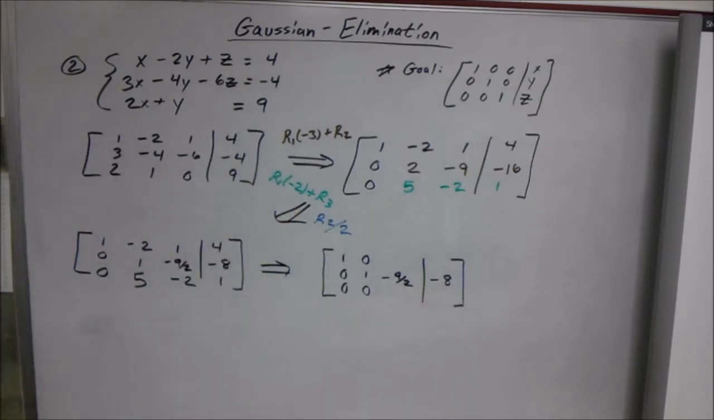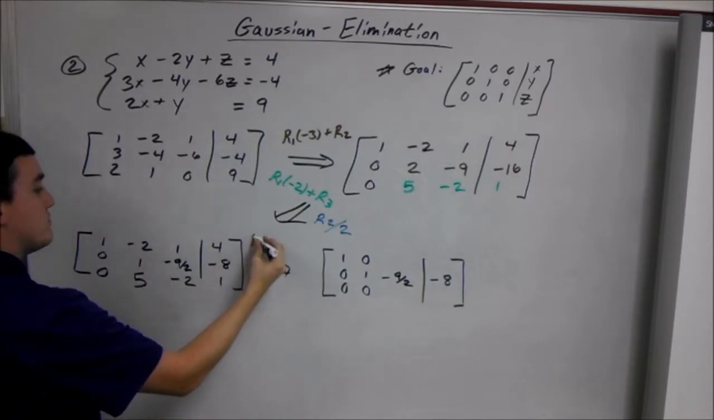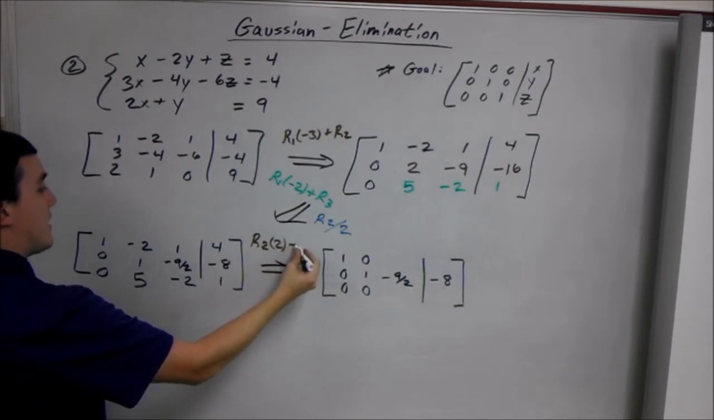Everything else is going to be changing. So, for our first one, we're trying to get rid of a negative 2, so we have to multiply this by 2, because 2 minus 2 is 0. So, take row 2, and we're multiplying by 2, adding it to row 1.